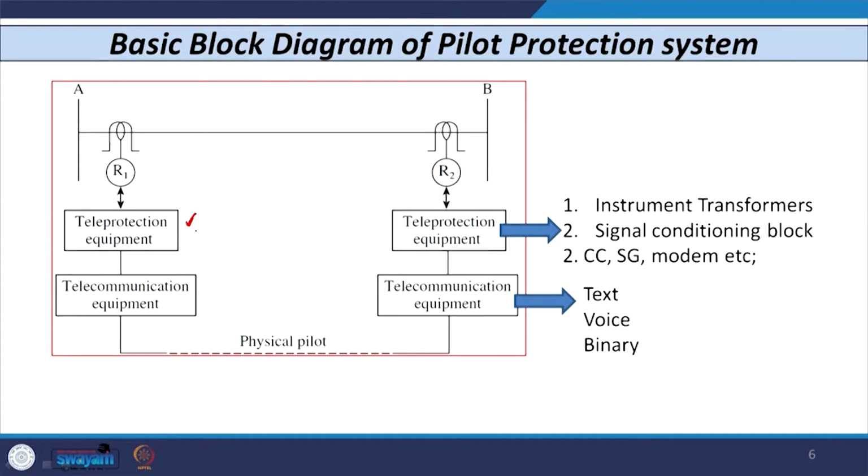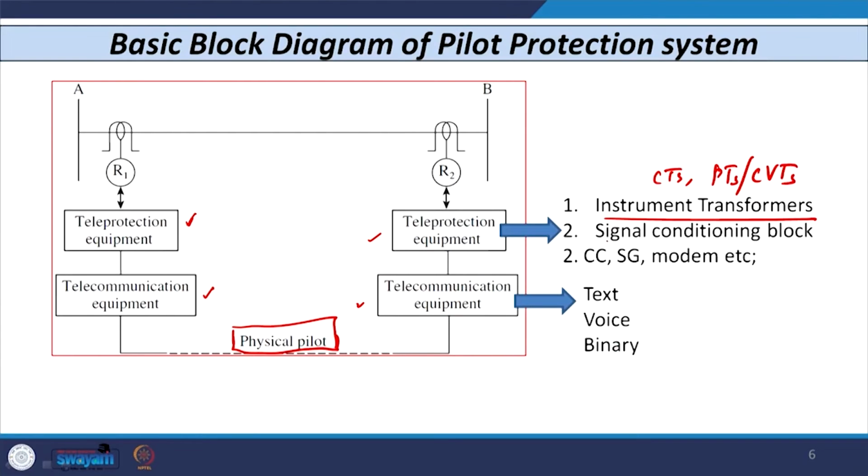One is teleprotection equipment and another is telecommunication equipment on both sides. Similarly here also teleprotection and telecommunication equipment, and you have the physical pilot, that is some medium to transmit the signal from each side. Now, the teleprotection equipment contains your instrument transformers, that is your CTs and PTs, or maybe CVTs.